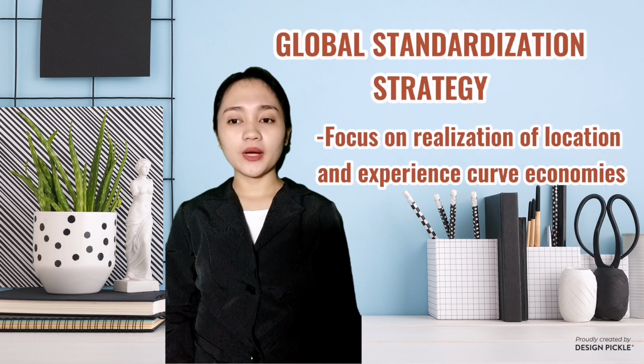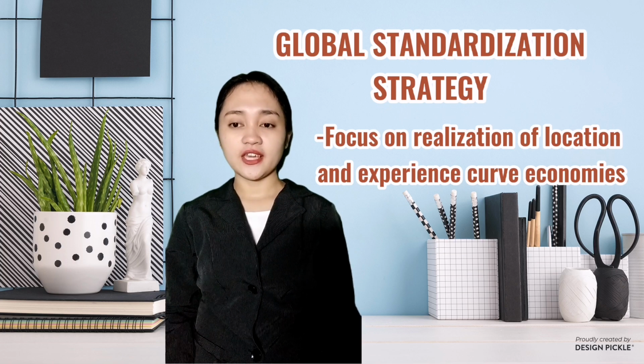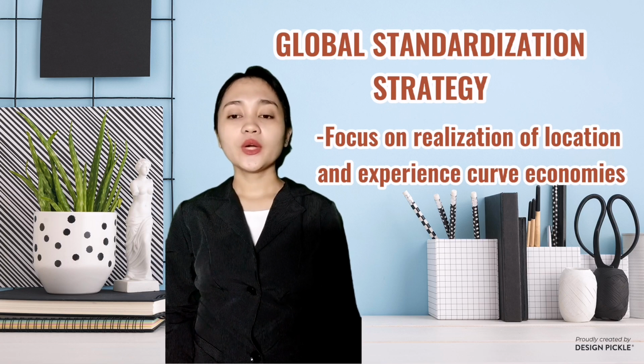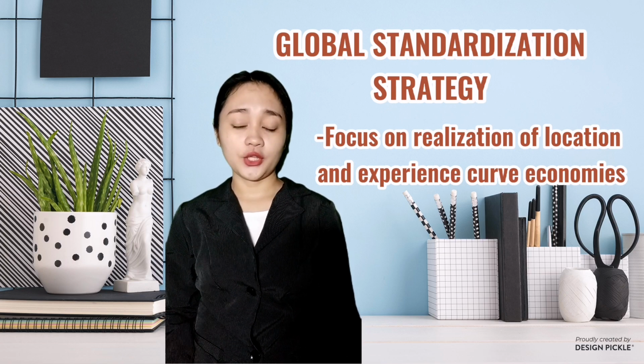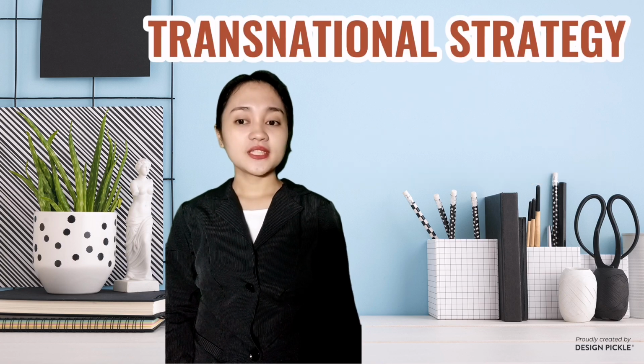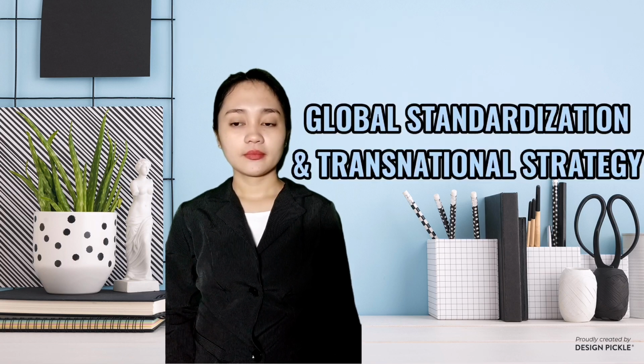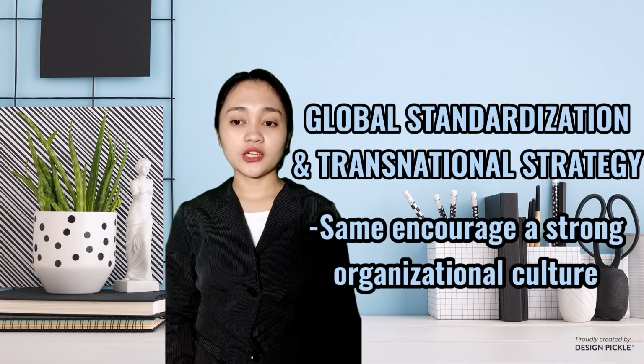Firms that use the global standardization strategy focus on realization of location and experience curve economies. The worldwide product division structure is often used here. Firms that use the transnational strategy focus on attaining location and experience curve economies, local responsiveness, and global learning. Matrix structures are commonly seen here. Both of these encourage a strong organizational culture.